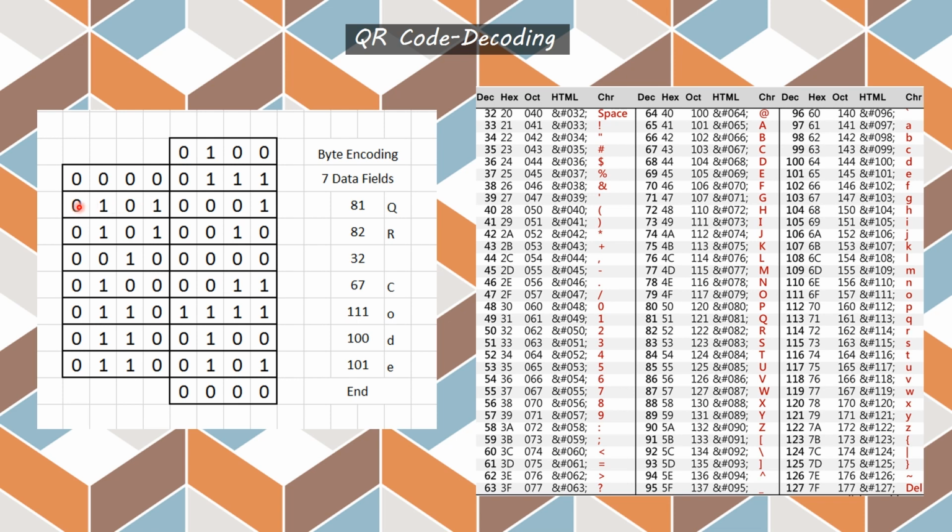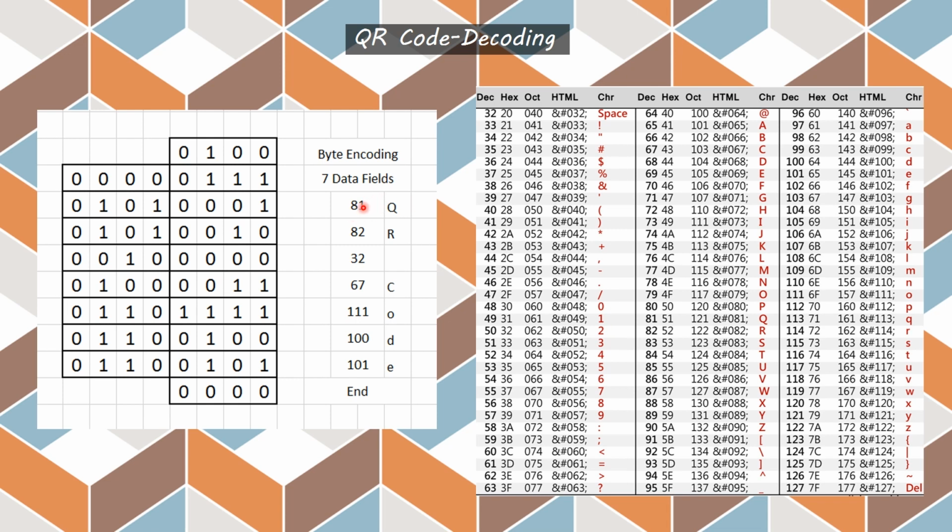It is this particular 1010001 corresponds to 81 in decimal. In a similar way, this is 82, and this thing is 32, 2 to the power 5, and this is 67, 111, 100, and 101. Now what we do is we take an ASCII table and then we compare the decimal with the character to find the character.